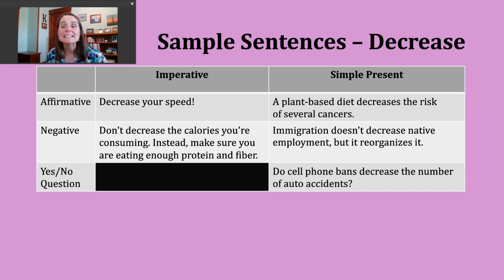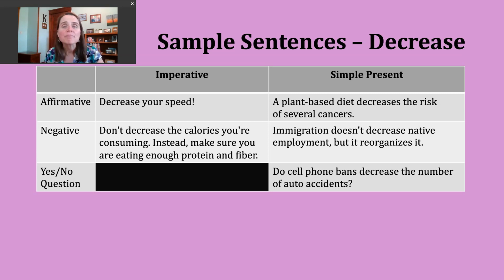A plant-based diet decreases the risk of several cancers. Okay? This statement is written as a fact. I think there are studies that support a lower risk. Doesn't mean it's no risk, but it is a lower one.